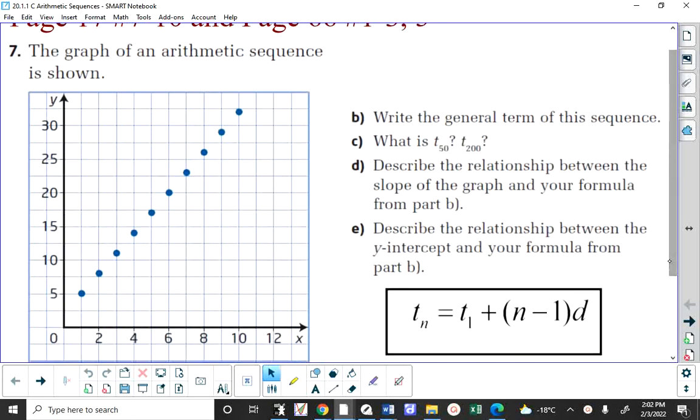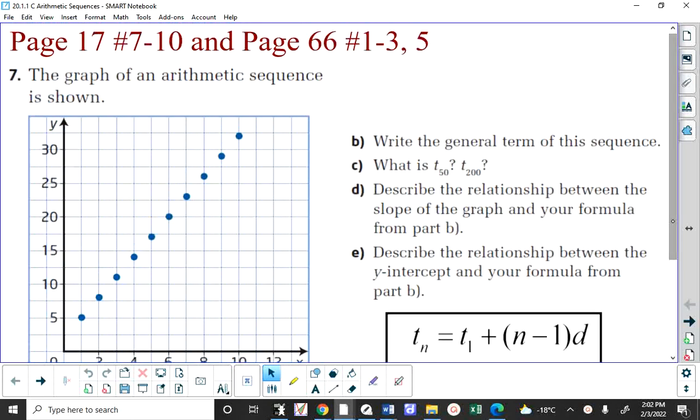So there's the formula on the bottom right-hand side of this screen. Does anybody have any questions from page 17 or 66? Take a look over your work. Make sure you don't have any questions. Go ahead. 7E or 17? Can you say that again?